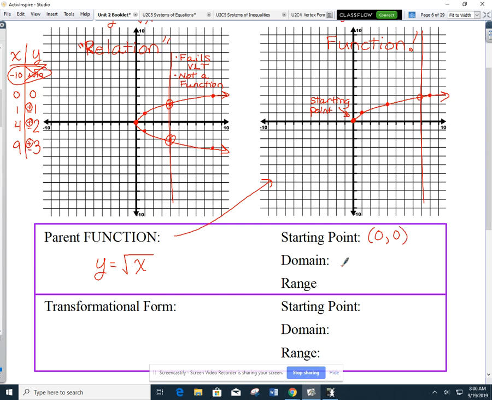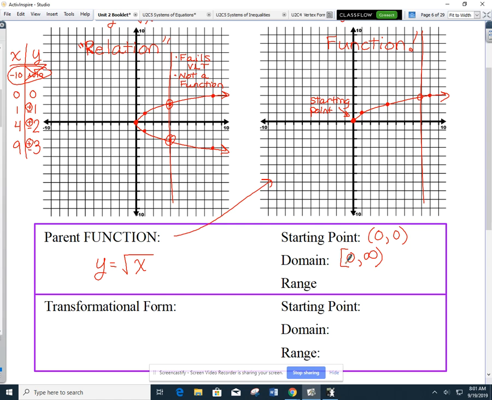The domain is how far left and right. So if we go from left to right on the graph, the first point we're going to come to is this one right here. So that's the furthest left, and then that's at 0, and it goes to the right forever. So the domain is bracket 0 to infinity. We use the bracket because that 0 is included.